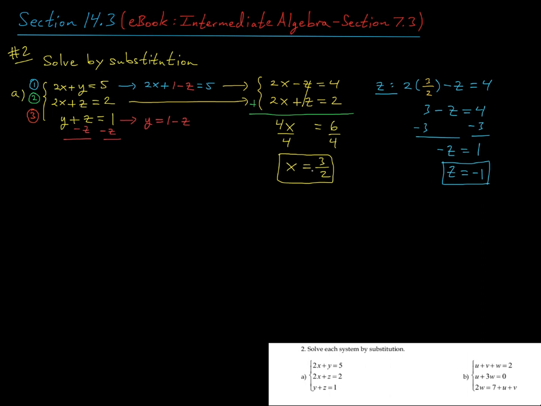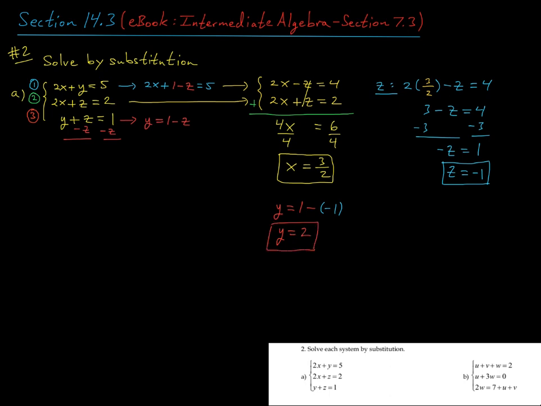Okay, and so now we just need to find y. And for that, we know that y is equal to 1 minus z. So here I can say that y is equal to 1 minus z, which is -1. So be careful there with your signs. 1 minus a -1 is a +2.